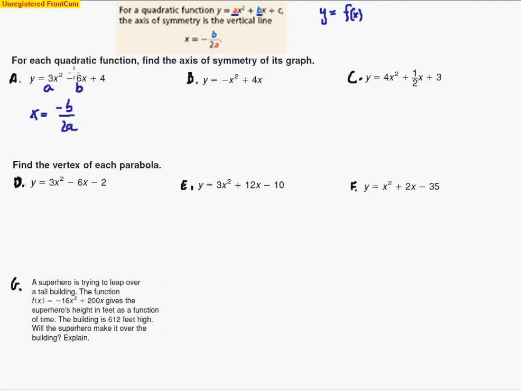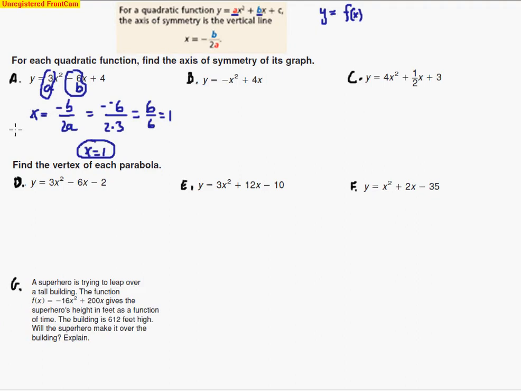Well, in this case, b is negative 6. So it's the opposite of negative 6 over 2a. Well, a is 3, so we're going to put in times 3 for this one. So remember, the opposite of a negative just means a positive. 2 times 3 makes 6, so x equals 1. And there's your answer. So what this represents is that point in which the graph ends up having the same exact shape on one side of that line as the other. That's called the axis of symmetry.